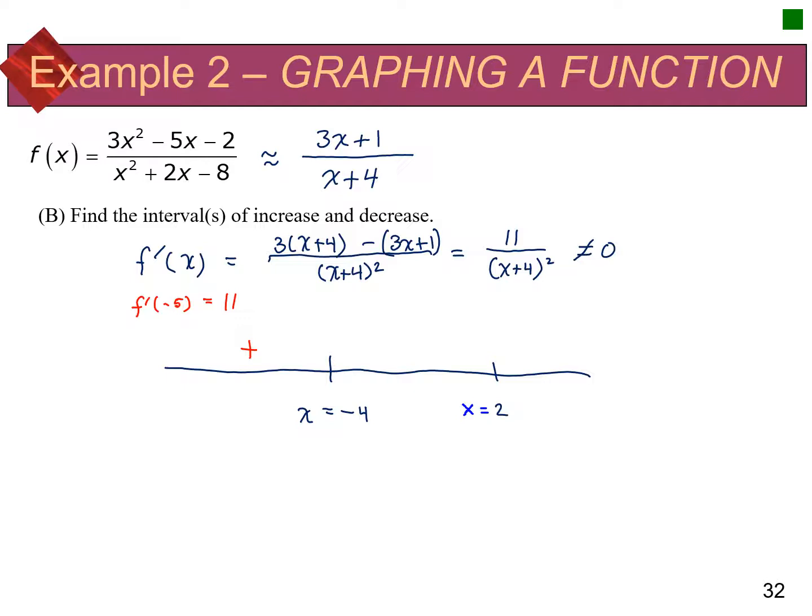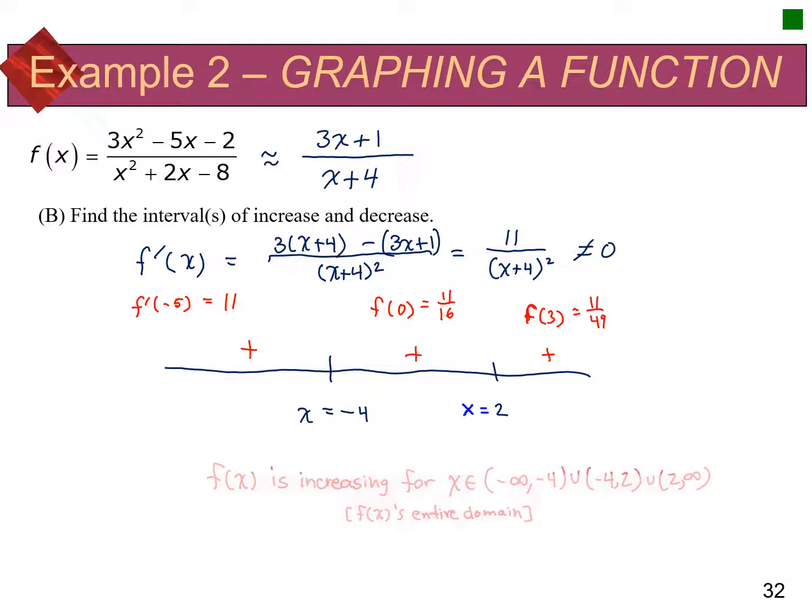and that's positive. And no matter what I put in there, since 11 is a positive number, when I square a number, it's a positive number. This is always going to be positive. This tells me that this thing is increasing throughout its entire domain, from negative infinity to negative 4, and then again from negative 4 to 2, and then from 2 to infinity, excluding, of course, those points, but those points are not in the domain.